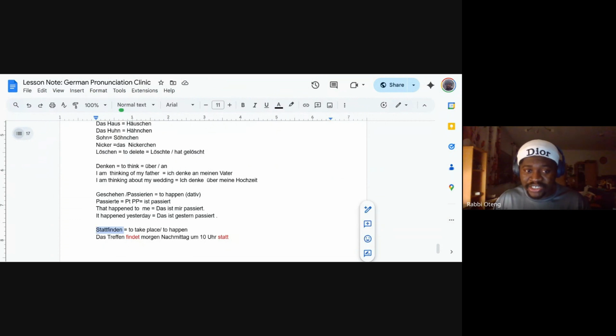Then geschehen is more literal, like in poetry, but passieren is something happening at a point in time. For the past tense, you use "es ist passiert". And if the person the thing happened to is mentioned, because in English you say "happened to", the person is the beneficiary, and will be in the dative case.